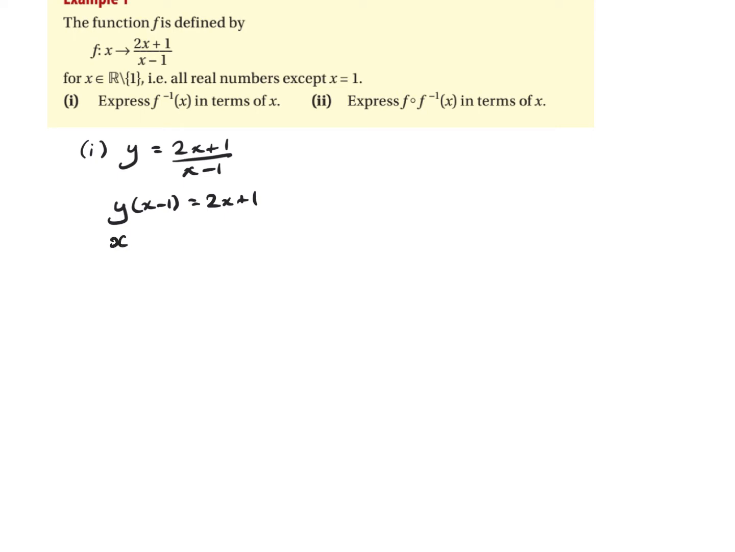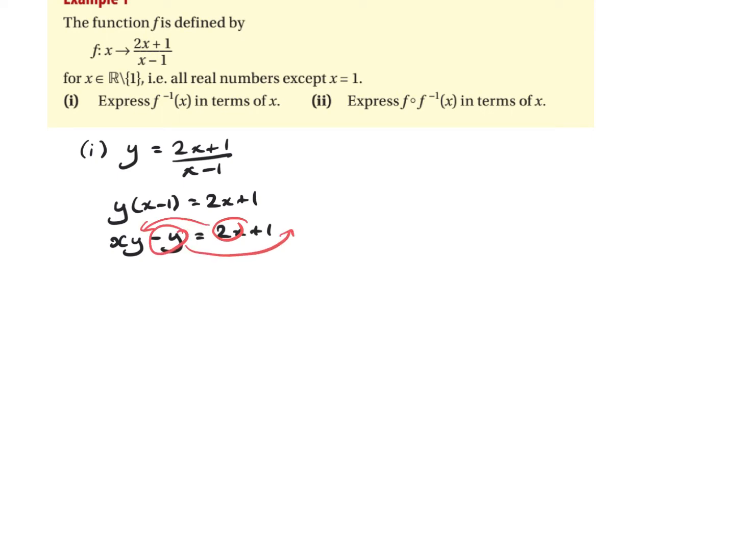So I'm going to get xy, or yx, minus y is equal to 2x plus 1. So this is just a skill in rearrangement now. I want to get x's on one side. So I'm going to take all the x's to the left hand side and anything that doesn't have an x, i.e. this one, over to the right hand side. So I want to try and take this one across to this side. I'm going to try and take this across to this side.